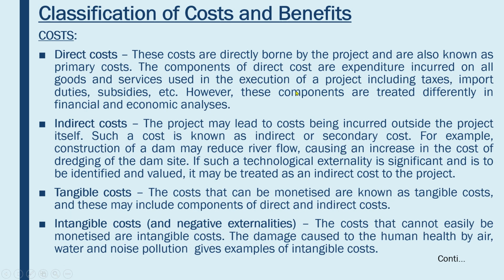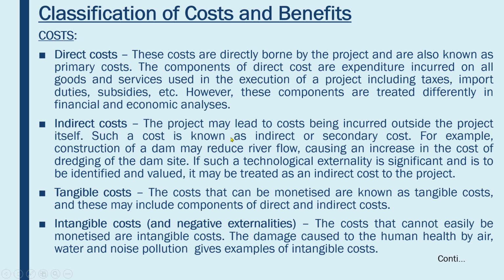So classification of cost and benefits. In cost, there are direct costs, costs directly borne by the project, also known as primary cost. The components of direct costs are expenditure incurred on all goods and services used in execution of a project, including taxes, import duties, subsidies, etc. However, these components are treated differently in financial and economic analysis.